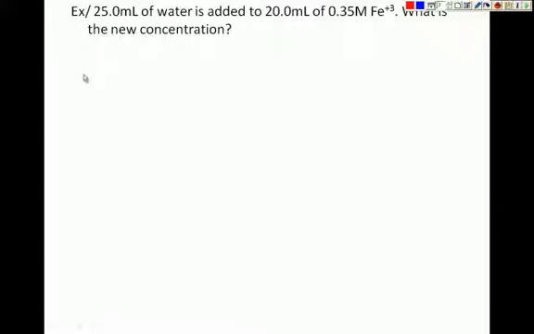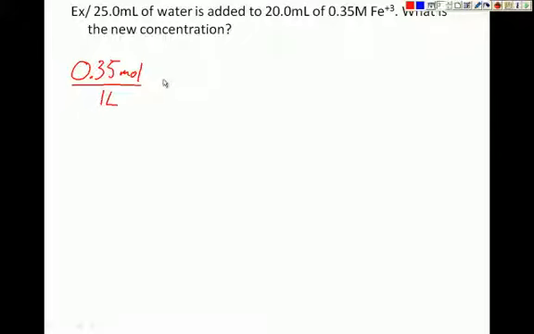So what we can do is we can go 0.35 moles per 1 liter of Fe3 plus, and what we're going to do is we're going to change this into moles.